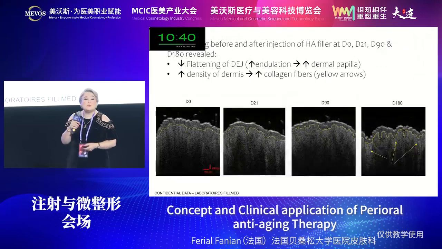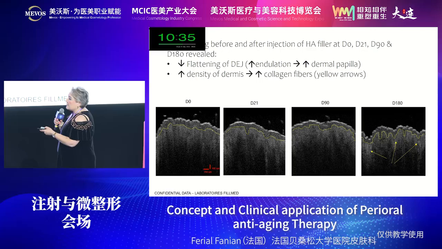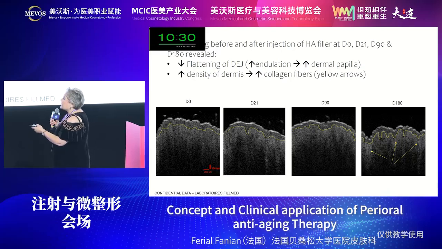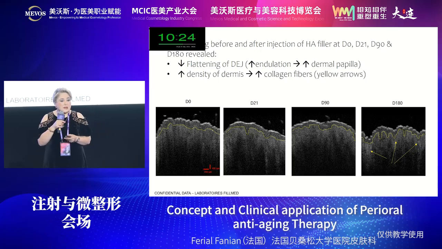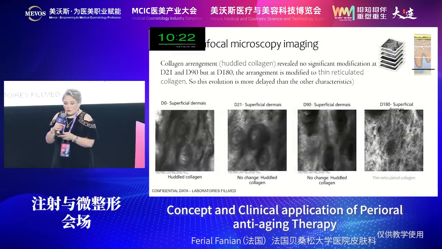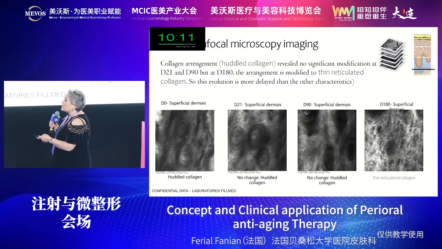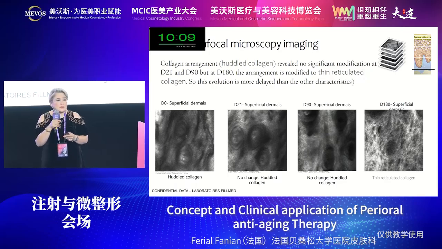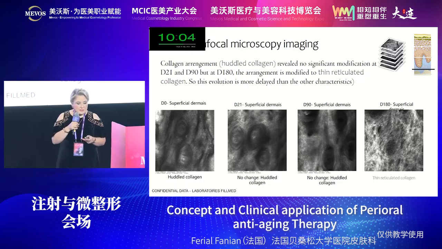And as you can see, proved by the OCT in the vertical cut, here we have the flattening of the dermoepidermal junction, and it increased, and as you can see, we have the augmentation of the undulation. And when we go lower, here we are in the superficial dermis, we have the huddled collagen till 3 months, and then we have the thin, tiny reticulated collagen, and this is the neocollagenesis after 6 months.